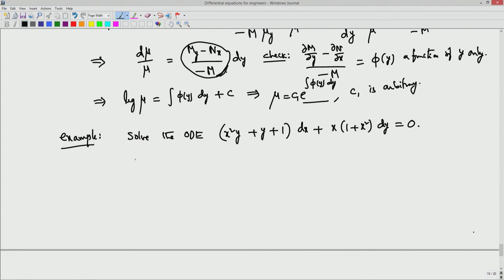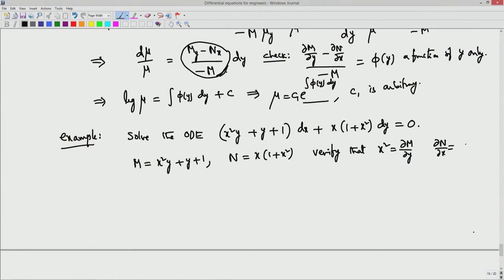You can see clearly M is x square y plus y plus 1, N is x into 1 plus x square. You can verify the condition: dou M by dou y is x square plus 1, which is not equal to dou N by dou x, which is 1 plus 3x square. This is not same. So the equation is not exact. We cannot apply our method for exact equations.